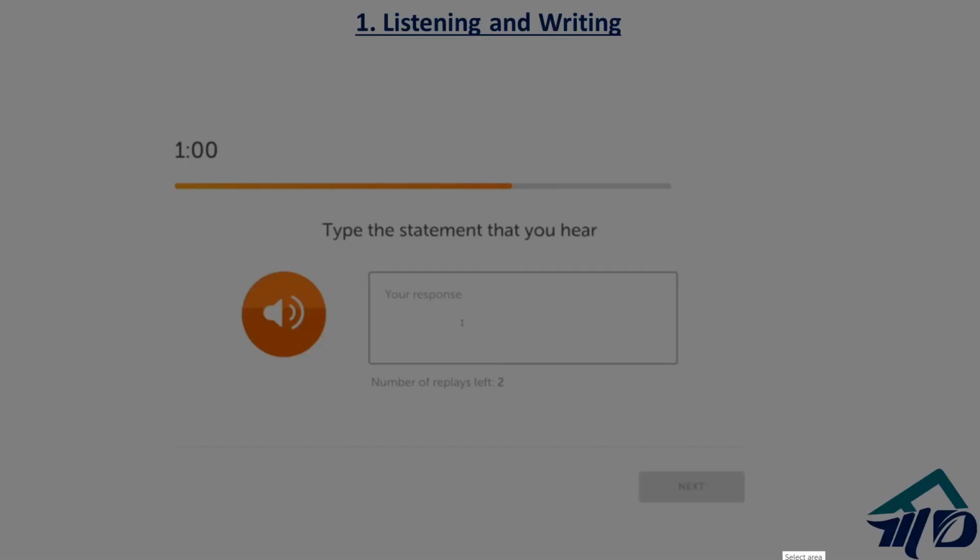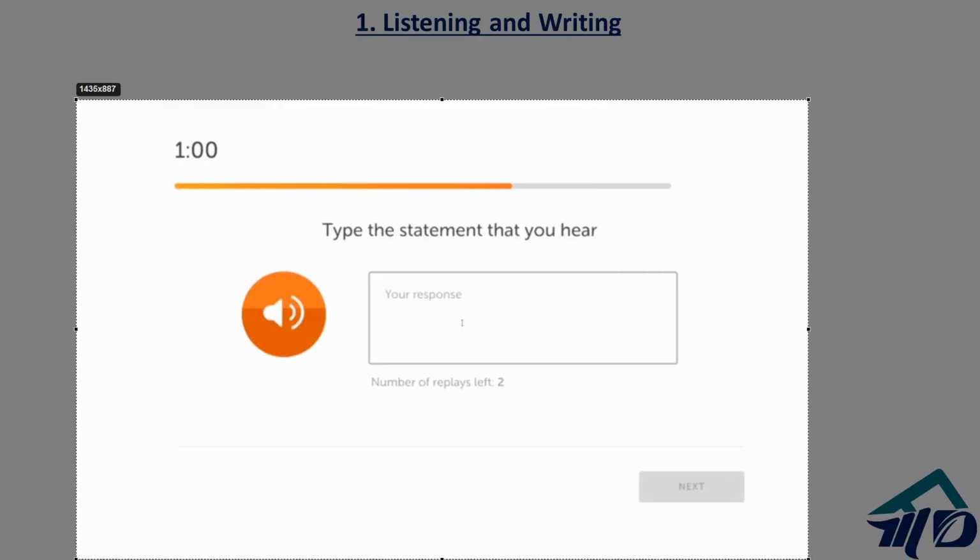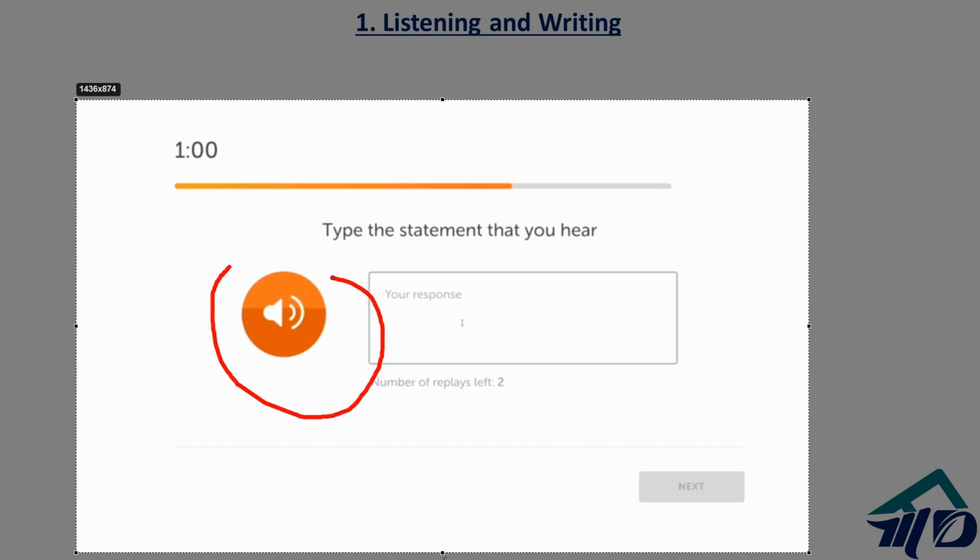The first activity is type the statement you hear. This activity will check your listening and writing skills. In this activity, you will get a pop-up screen like this. You have to click on this icon, listen to a statement and write it here.